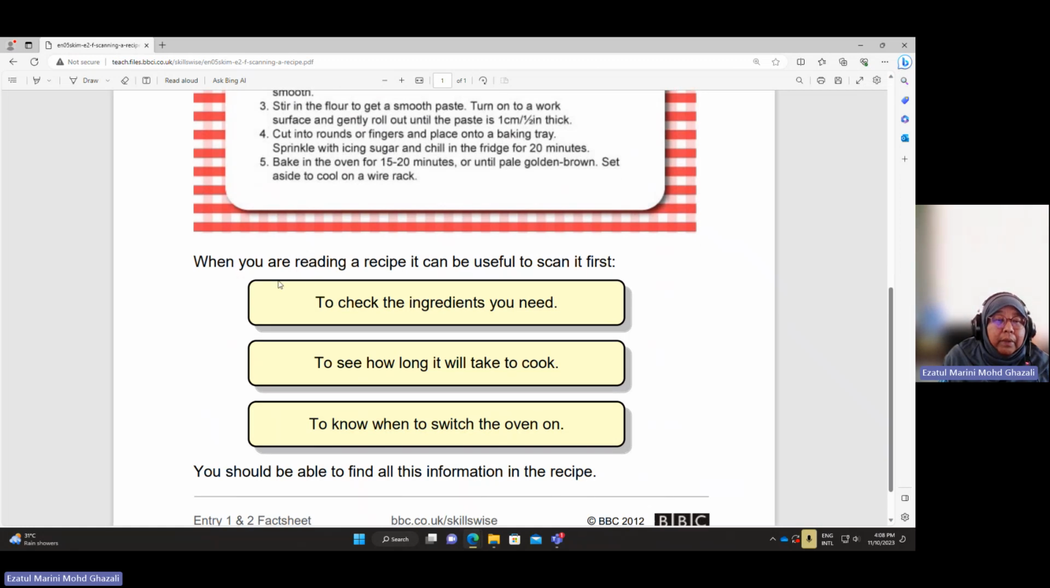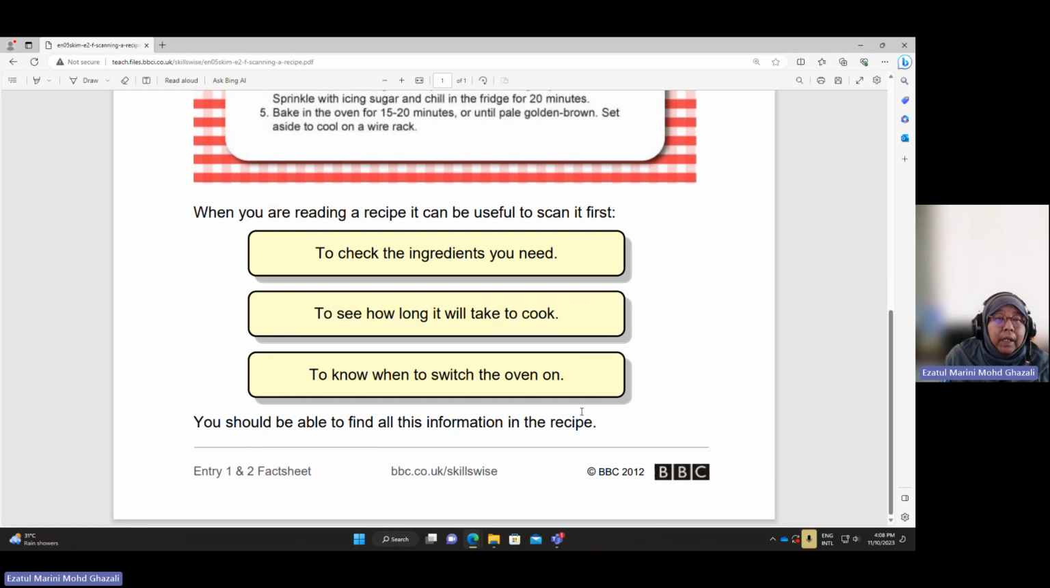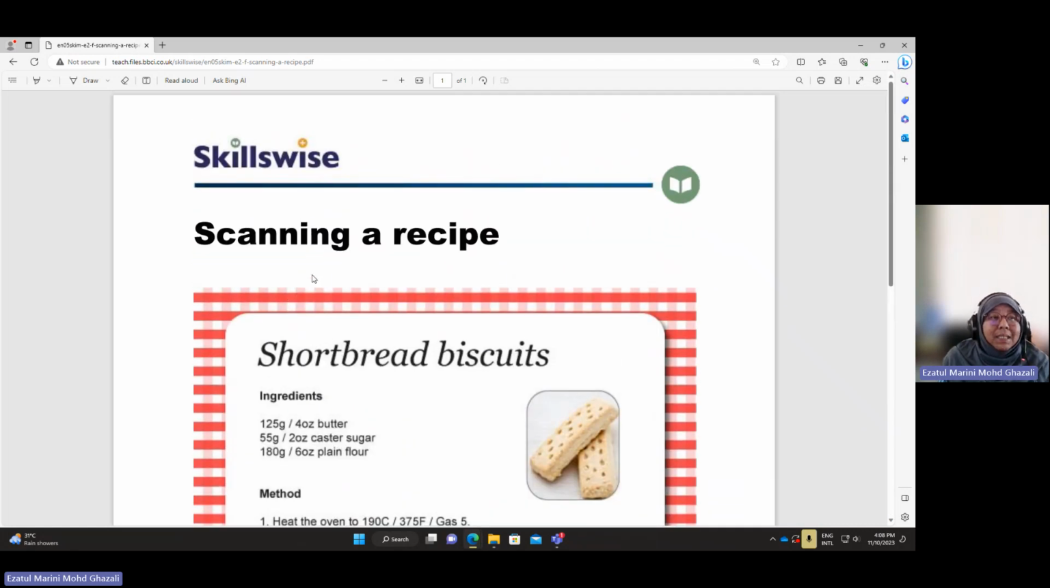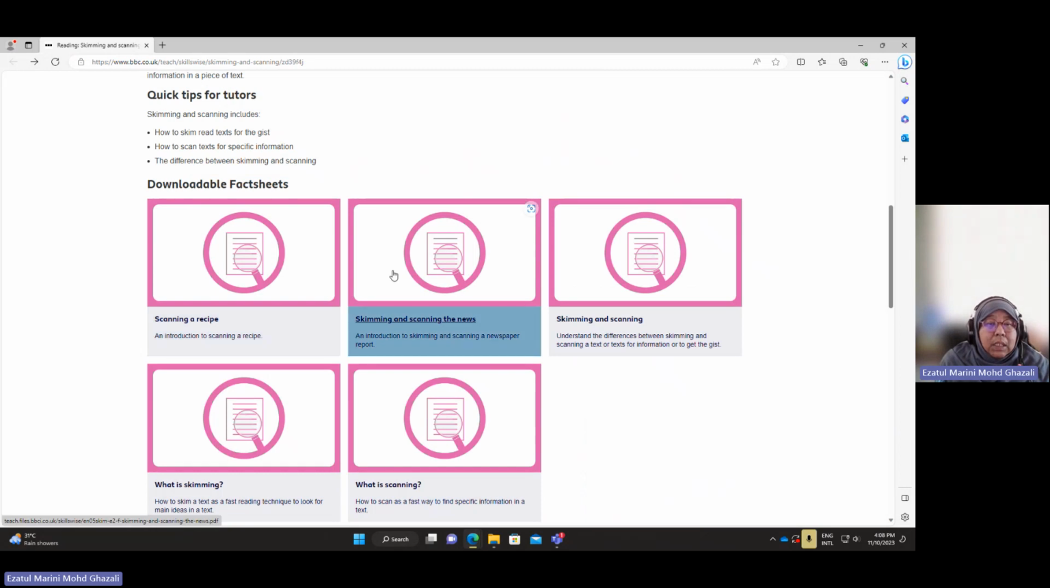So when you are reading the recipe, it can be useful to scan it first. First, how to scan? Look at the ingredients that you need. And then look at how long it will take to cook. And know when to switch the oven on. Alright? This is when you are scanning a recipe. Okay, let us have a look at how to skim.